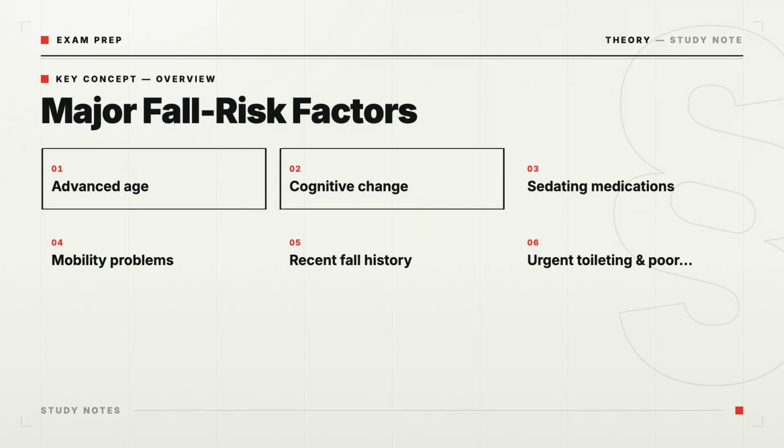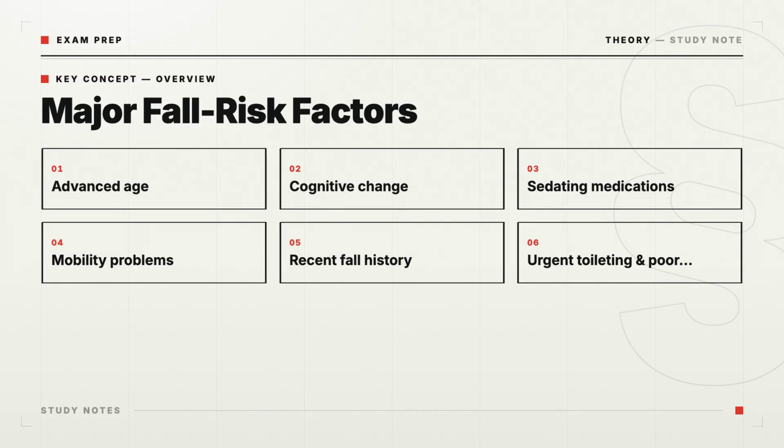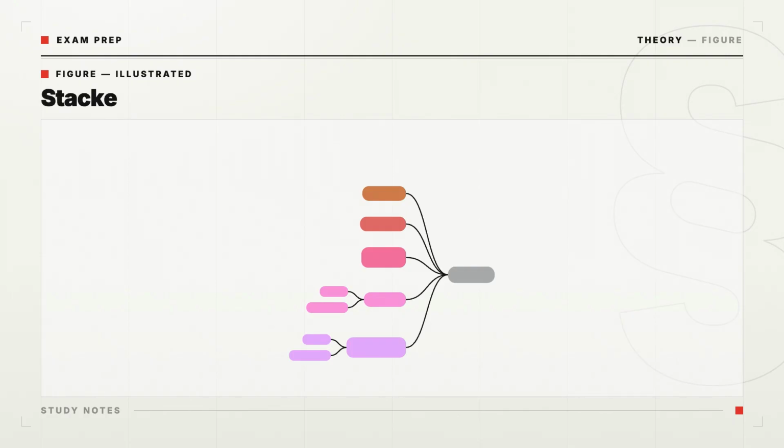Advanced age weakens muscles and bones. Cognitive change hides danger from the patient. Sedating medications blunt alertness. Mobility problems raise the odds directly. A recent fall predicts the next one. And urgent toileting or poor vision add further hazard.